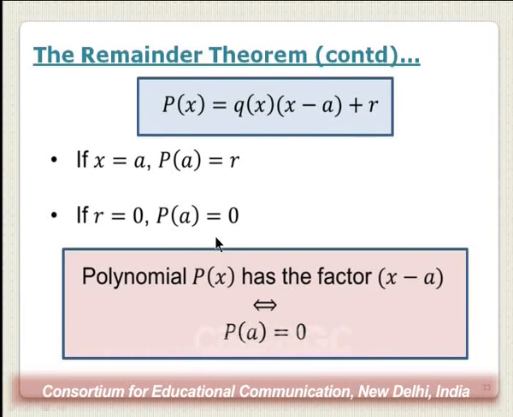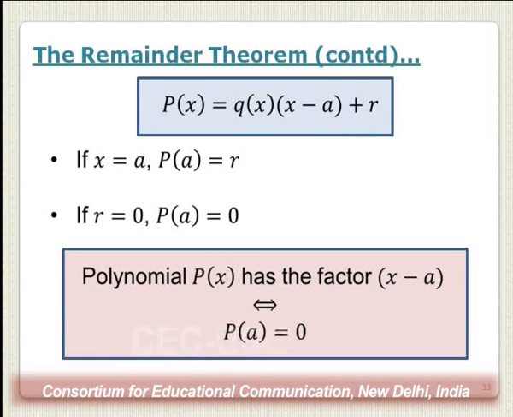Here, let us suppose the remainder is 0. Then clearly that means that if I were to substitute x equal to a into the polynomial, then p of a would be nothing but 0. Okay, so this then leads us to a very important result, which is known as the factor theorem, that p of a equal to 0 is the same thing as saying that the polynomial p of x has a factor x minus a.